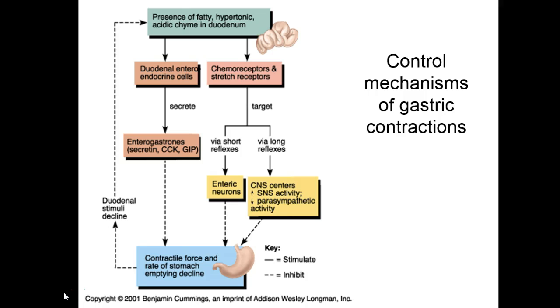And then on the right, you have chemoreceptors. Those chemoreceptors are going to target your short and long reflexes. So the short reflexes for the enteric neurons, the hormonal or chemical communication neurons, are going to be stimulated, so that the cells that can secrete the chemicals will secrete their chemicals to stimulate the local areas.